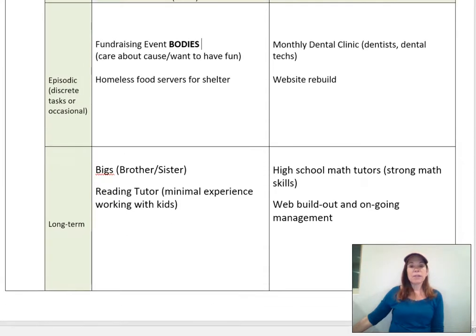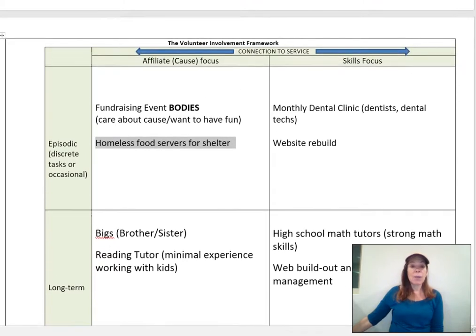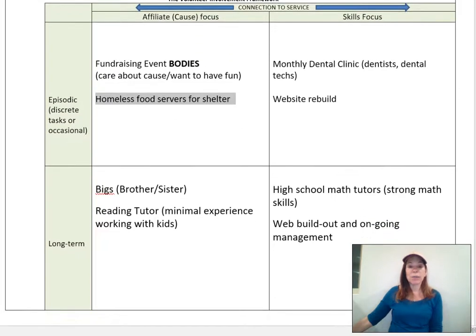All right, so now let's talk about something like I've got homeless food servers. It's like my synagogue group goes every Christmas during that Christmas break, and we sign up for a day and we go in and we bring food and we serve it. That is episodic, and we don't need any skills. We just need a willingness to gather food and bring it.